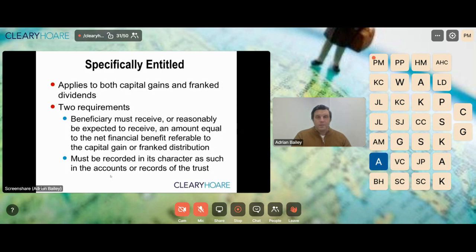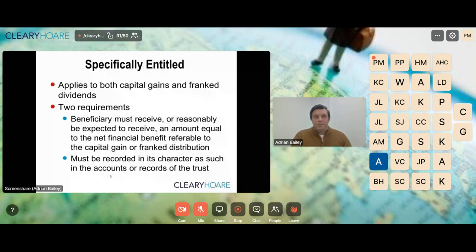And there's two requirements. The first is that the beneficiary must receive or reasonably be expected to receive an amount equal to the net financial benefit referable to the capital gain or franked distribution. So it doesn't have to be the same amount, as in if it's $50 received from a capital gain, we have to receive $50. We don't have to receive the same $50 that came from the capital gain, but we do have to either receive or be expected to receive that amount or that net financial benefit.